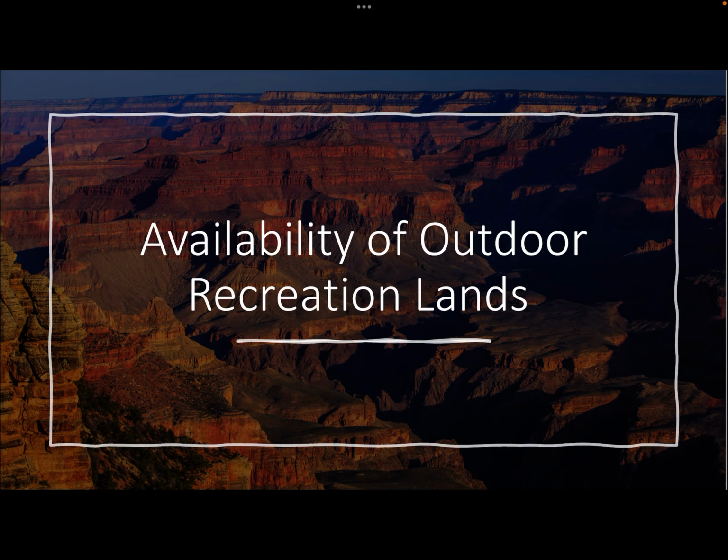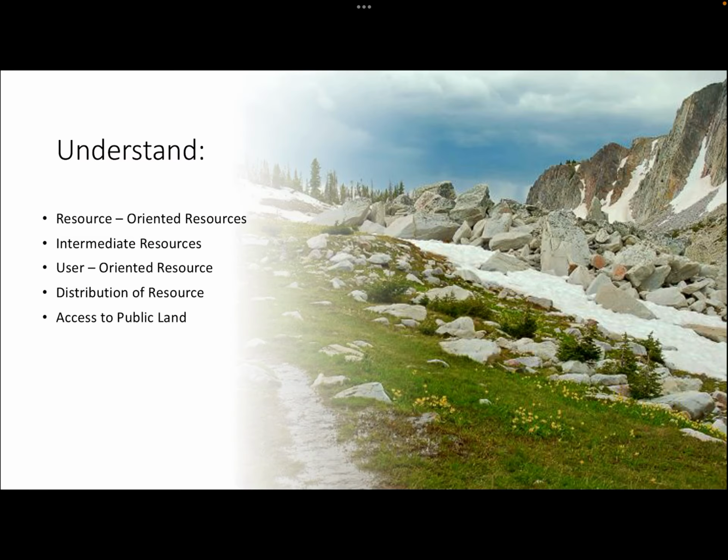Today we're going to have a short presentation about the availability of outdoor recreation lands. The goal of this is just a short presentation about three different types of resources. So there's something called resource-oriented resources, intermediate resources, and user-oriented resources. And then we'll talk a little bit about the distribution and access.